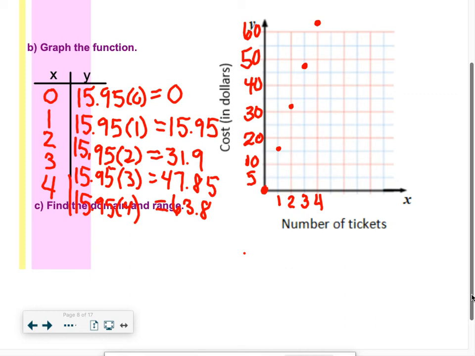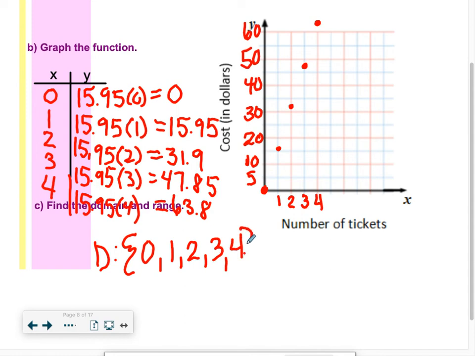Not on this one, because can you buy like 1.5 tickets? No. What place is going to let you in with 1.5 tickets? What would our domain be? This is a good review. 0, 1, 2, 3, 4. Yep, our inputs. And then our range is our y's, right? All of those guys.